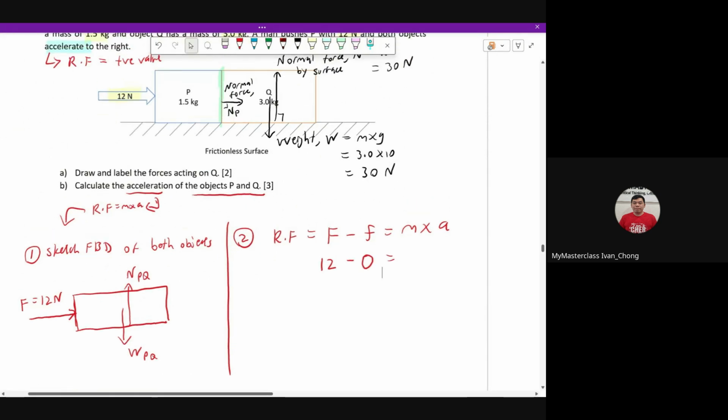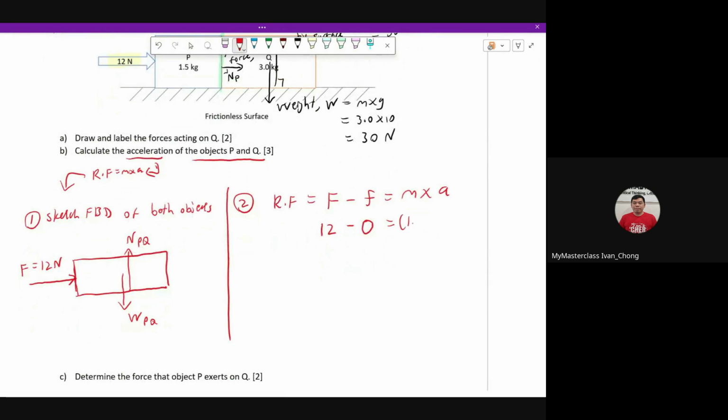What is m? Now, we are using the combined mass. So we're going to use 1.5 and 3.0, times a. Okay, so if you want to find the value of a, this is going to be 12 over 4.5. So press the calculator. You end up with 8 over 3, which is 2.7 meters per second squared, and we'll use 2 SF.